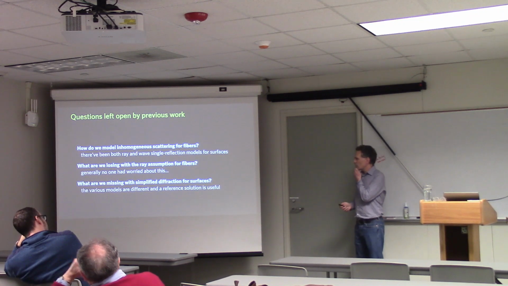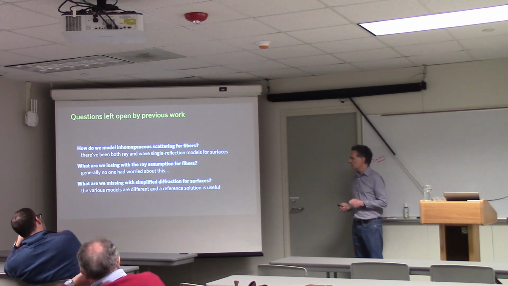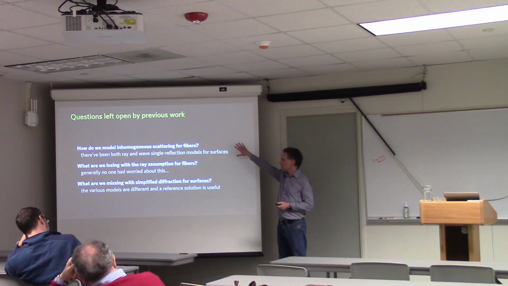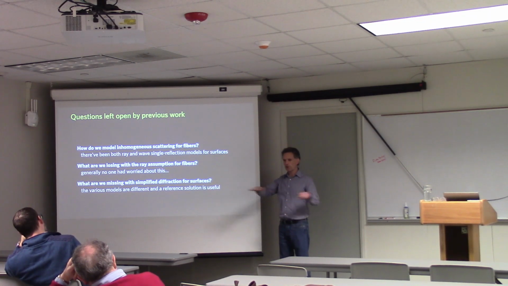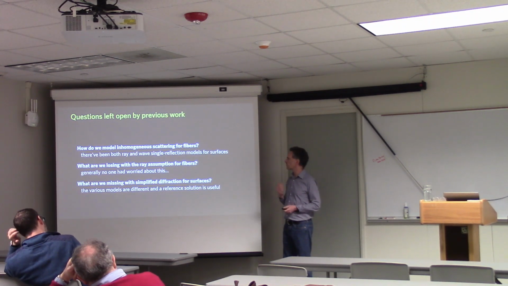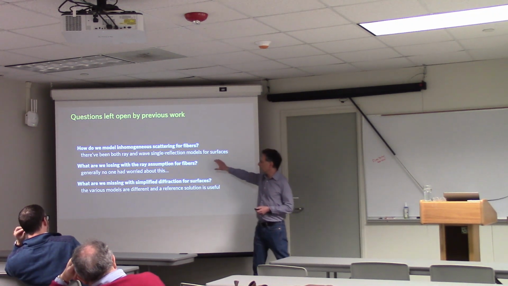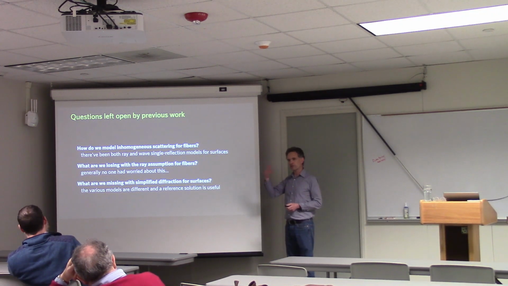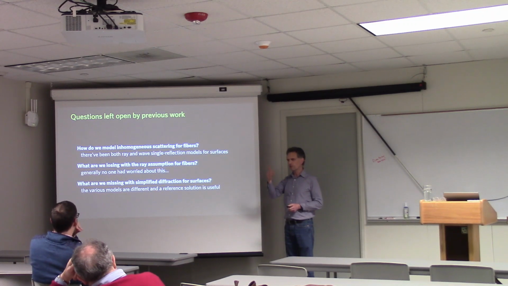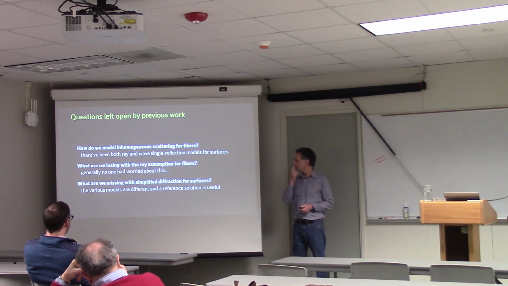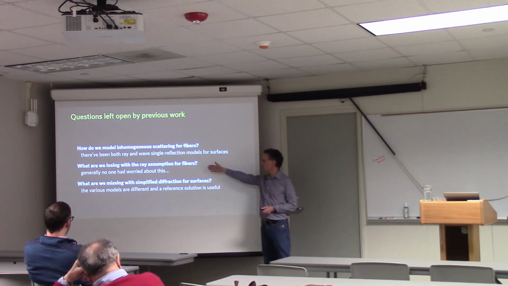Some questions that are left open by all these models: there are some models for inhomogeneous scattering from surfaces to get the noise right across the surface, but no one has done this for fibers, and how can we do this? The fiber models are all based on ray tracing, but the widths of fibers are measured in microns. This seems like a really dangerous activity, to trace rays through it and hope that this is going to be completely accurate. Before us, no one had really worried about this.